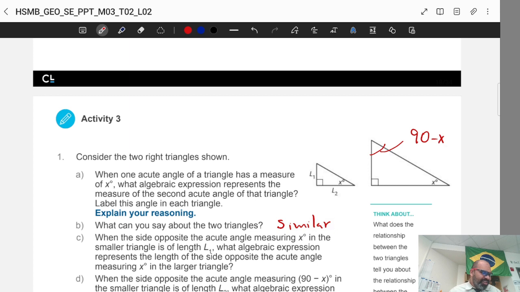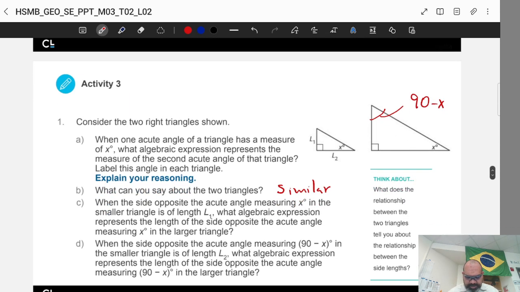C, what can you say about the two triangles? They are similar, as I said to you. Let's see here. When the side opposite the acute angle measuring x degrees in the smaller triangle has length L1, what algebraic expression represents the length of the side opposite the acute angle measuring x degrees in the larger triangle? Well, if A is the ratio of the corresponding sides, the length of the side opposite the acute angle in the second right triangle is represented by the algebraic expression A times L1. Okay. Let's go to the next one.